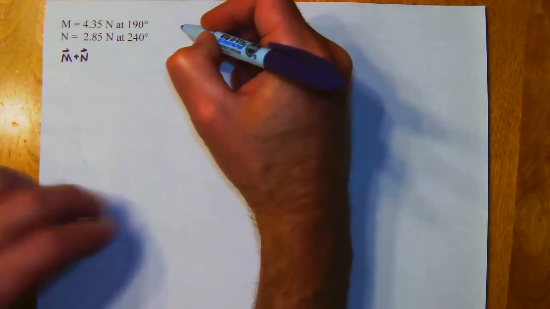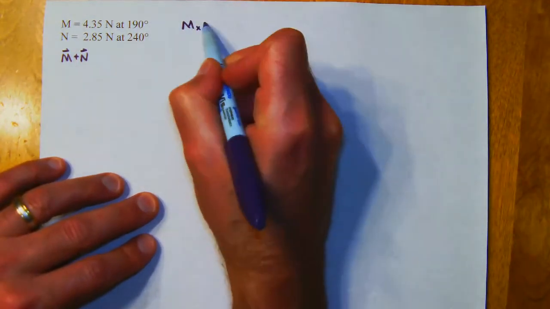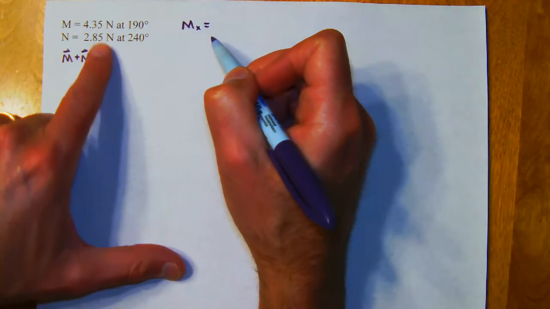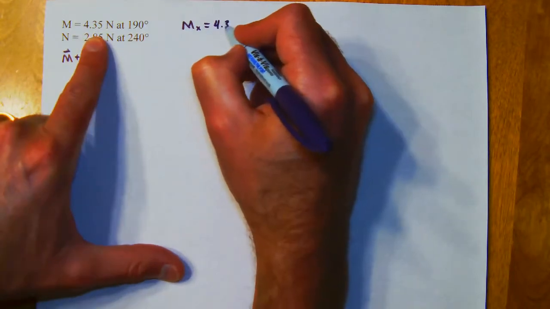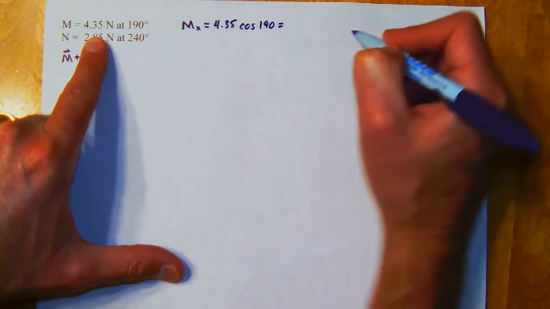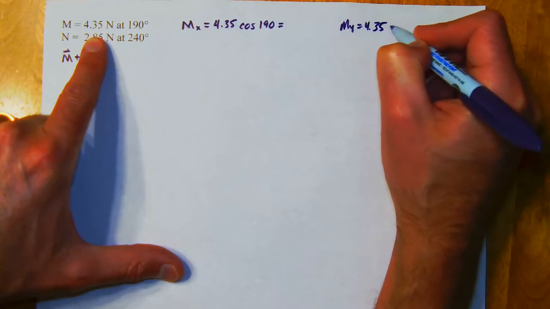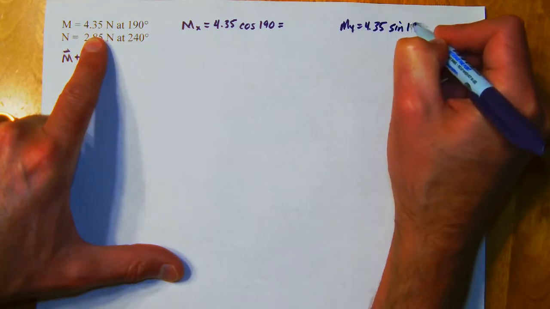So remember that to do that, we're going to find the components first. That's our first step. So m_x, m_y: sine because x is cosine. So I'm going to take 4.35 times the cosine of 190. And to find the y value, I'm going to take 4.35 times the sine of 190.